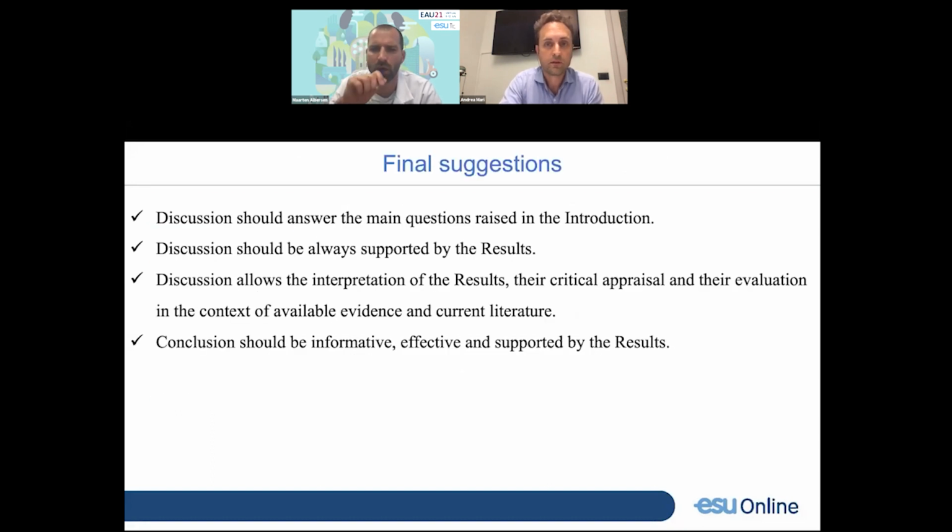So these are my final suggestions. Discussion should answer the main questions that are raised in the introduction. Discussion should always be supported by the results, and discussion, of course, allows the interpretation of the results, their critical appraisal, and their evaluation in the context of available evidence and current literature. Finally, conclusion should be informative, effective, and supported by your results.